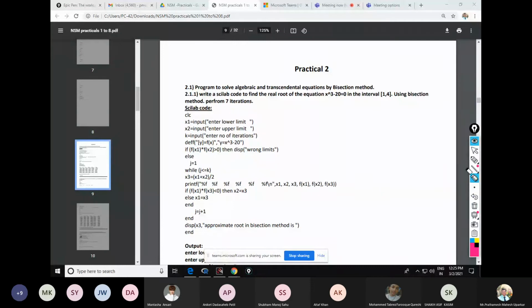Okay, now after this we will check the initial condition. What is the initial condition? मैंने क्या बोला था आपको? The product f of a into f of b should be less than 0. So f of a का वैल्यू क्या? x1 into x2. So f of x1 into f of x2 less than 0, then we have to display wrong limits.